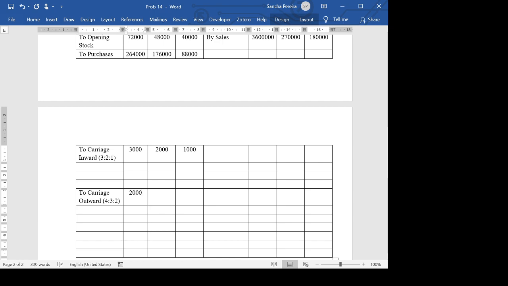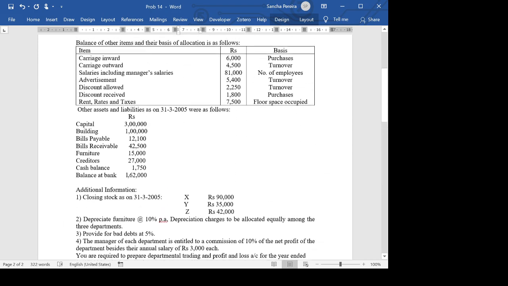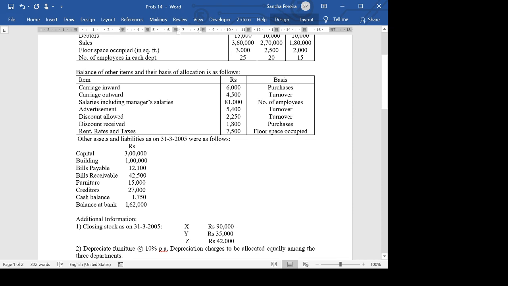2,000, 1,500 and 1,000. 4,500 divided on that ratio. Then we have salaries including manager salaries. Now this step told us on the basis of number of employees.